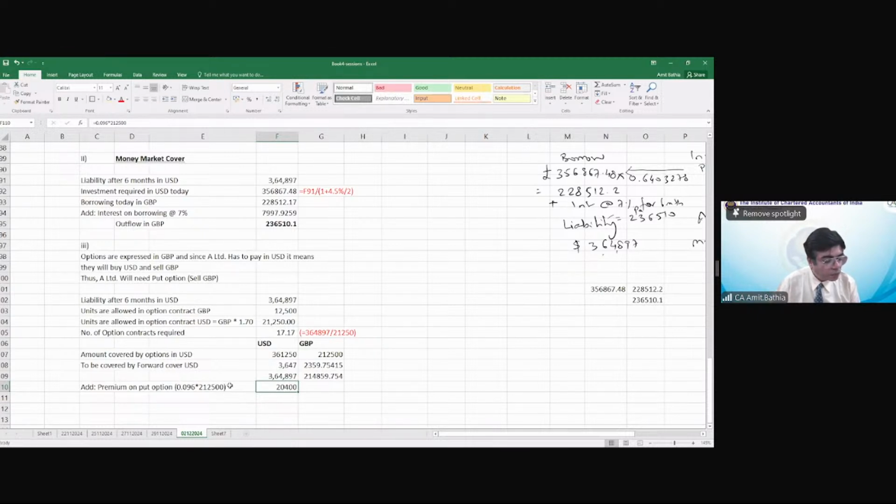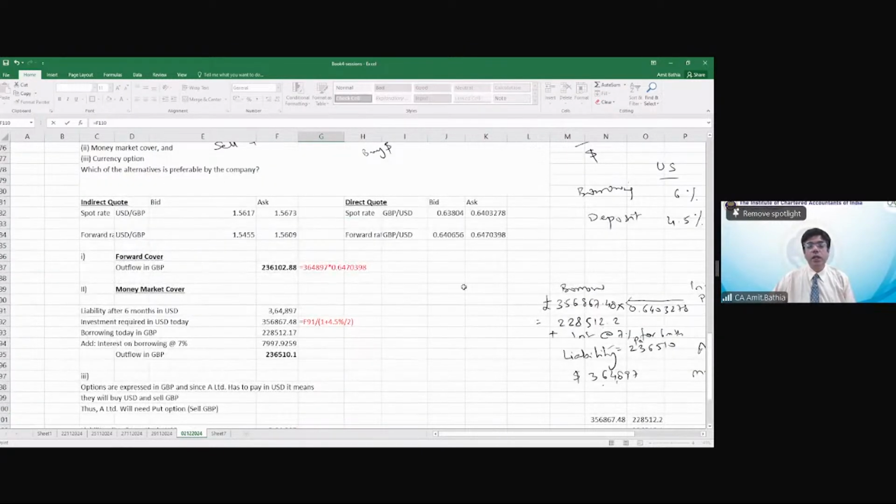Am I right? So what is going to be my total outlay? I have to convert this, right? I'm going to pay this when? Yes, I have to pay this 20,400 today, right? In the spot. So what is my spot rate?